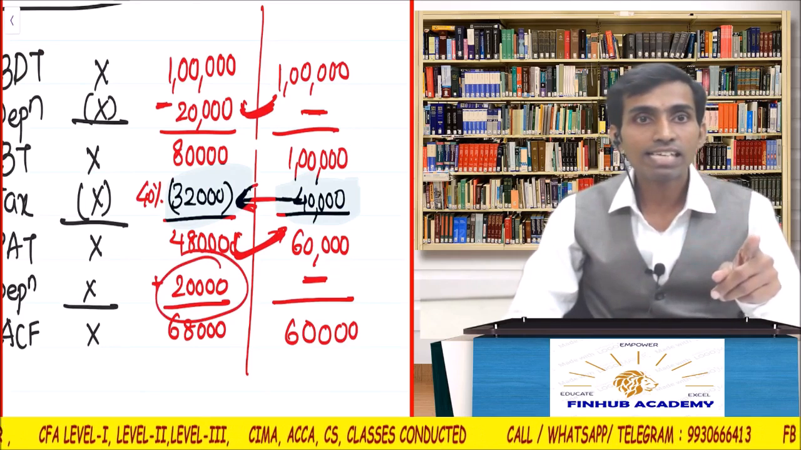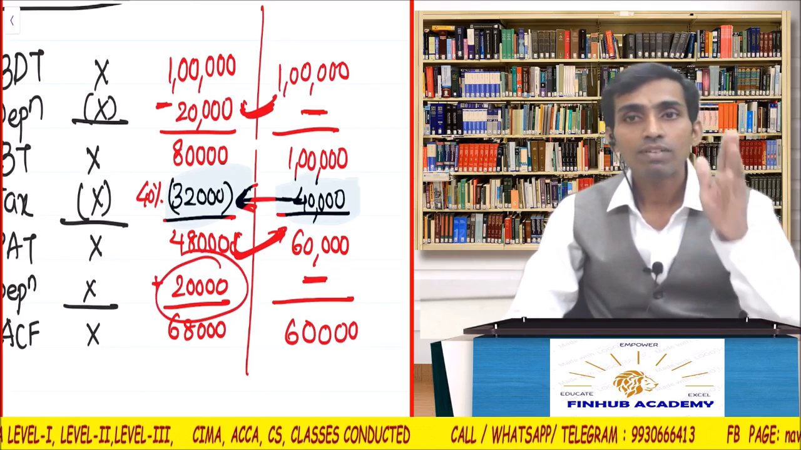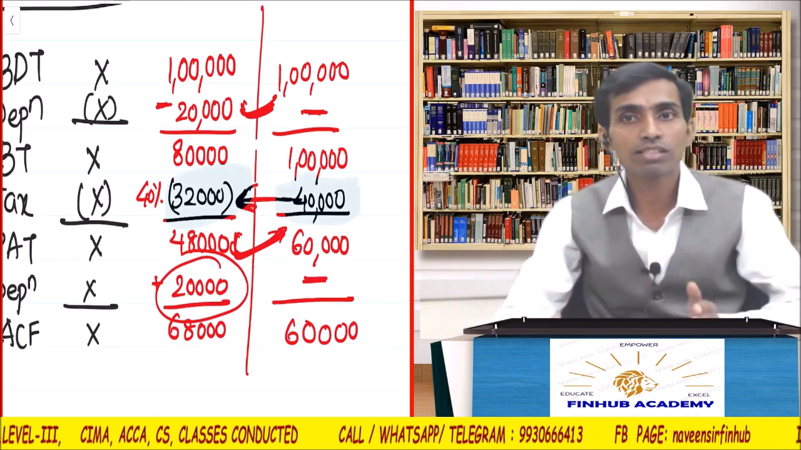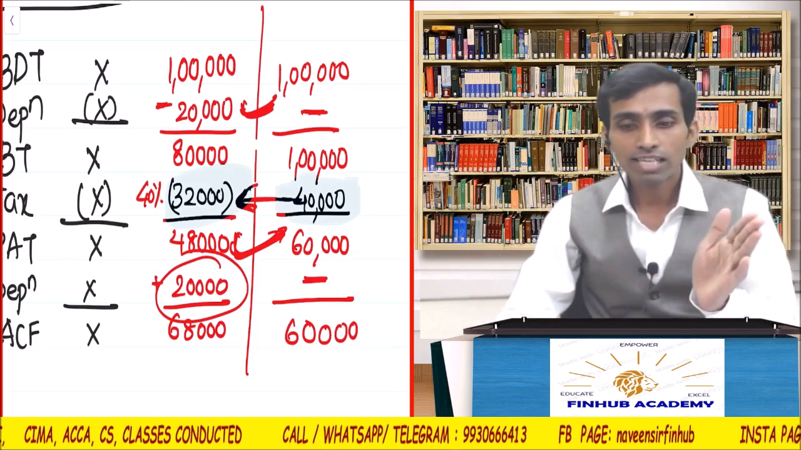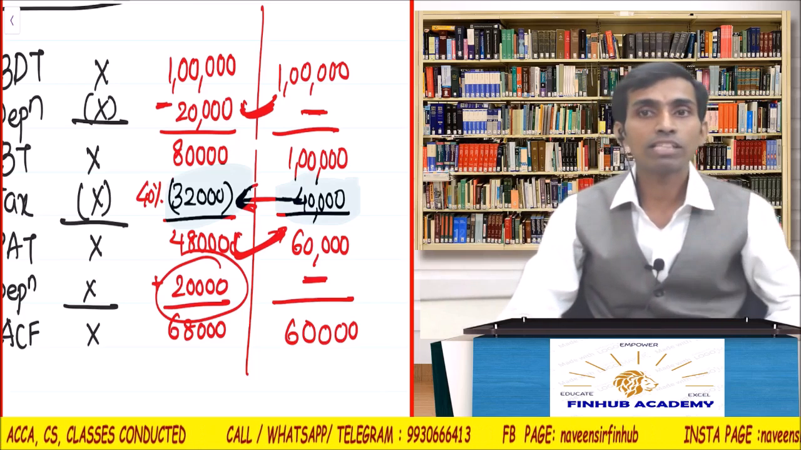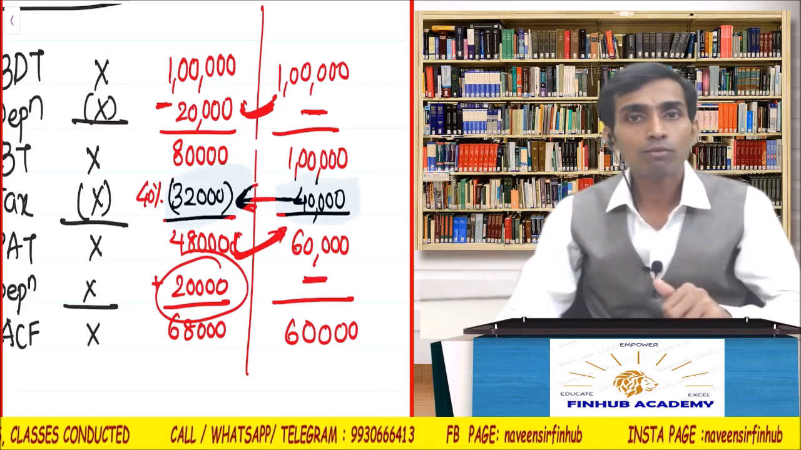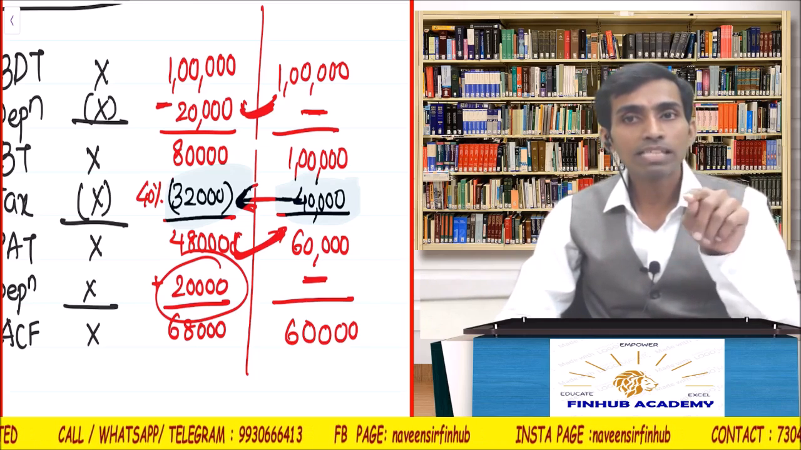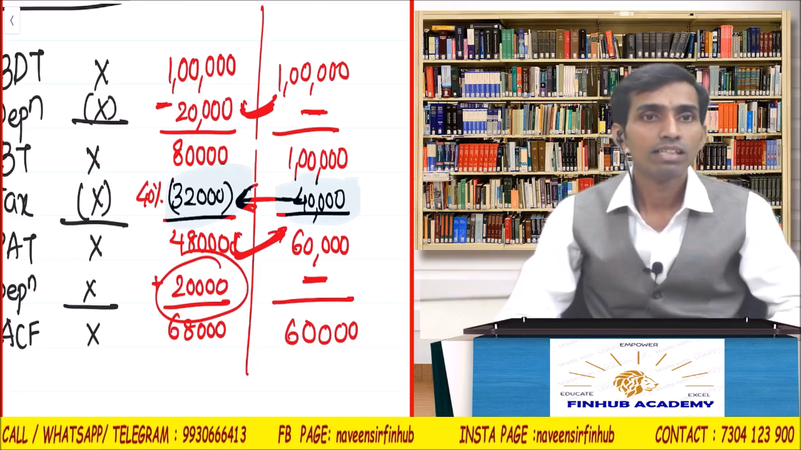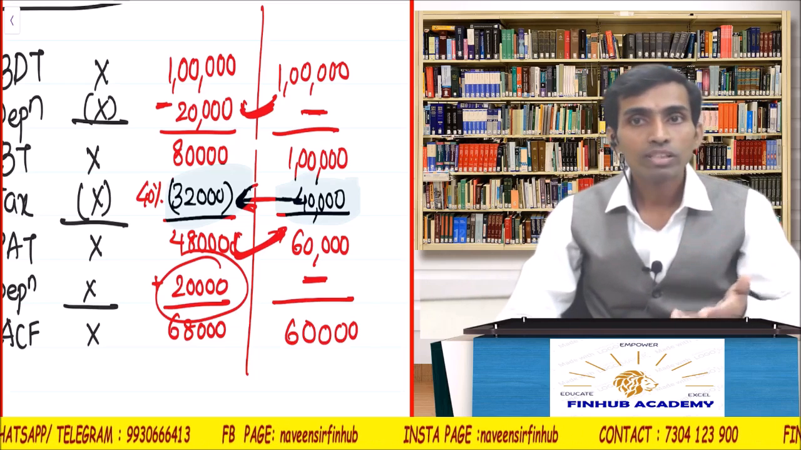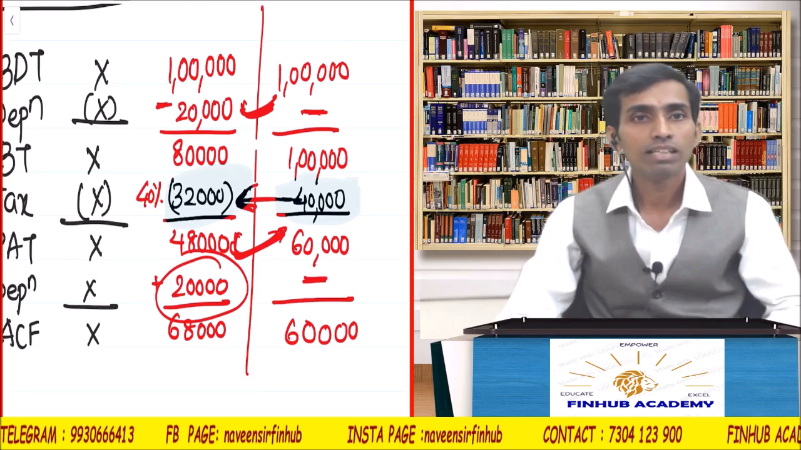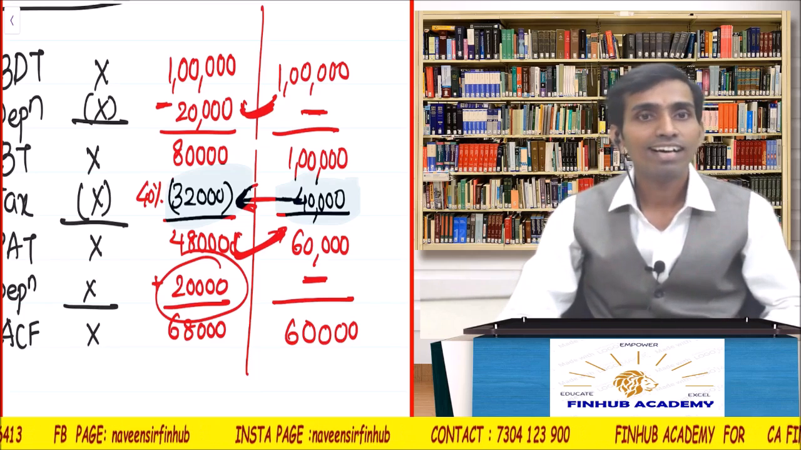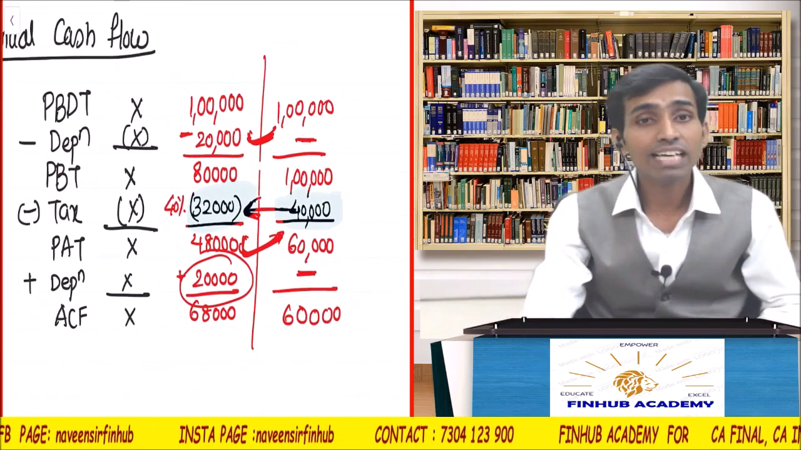Let me clear it once again. If a company has a profit, one is accounting profit, and one is cash box. Correct? In your accounting profit, the accounting profit is 48. When you got that 48, after deducting 20,000, now tell me, that 20,000 depreciation, have you paid it? No. That means more cash should be available. So you are adding it back. Is it clear? Very good question.